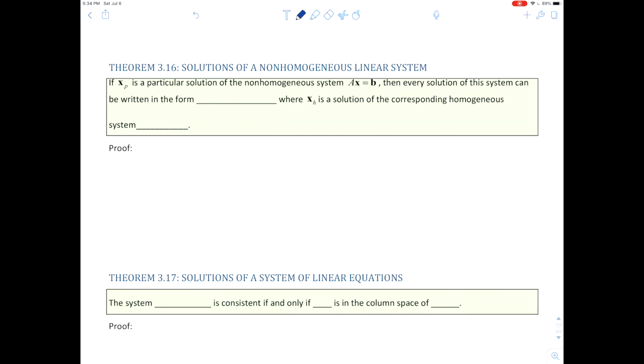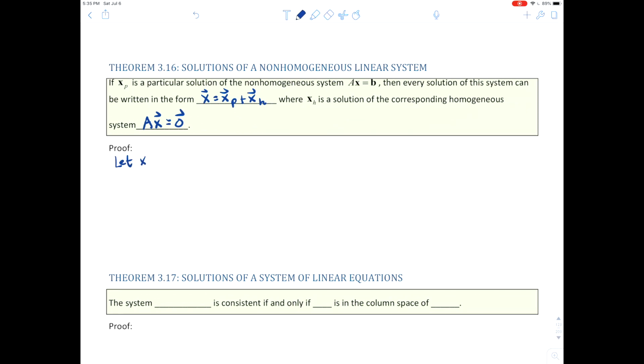Solutions of a non-homogeneous linear system. This is the official theorem for our very last part of our last problem. If XP is a particular solution of a non-homogeneous system, A times X equals B, then every solution of this system can be written in the form X equal to X particular plus X homogeneous, where X homogeneous is a solution of the corresponding homogeneous system. Notice it says a solution to the homogeneous system, A times X equal to the 0 vector. So let's look at the proof for that.